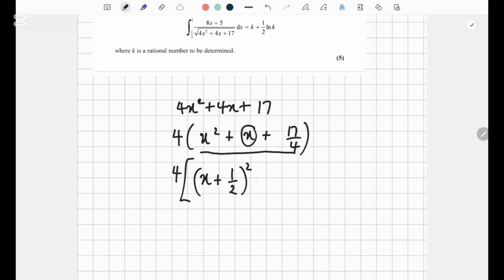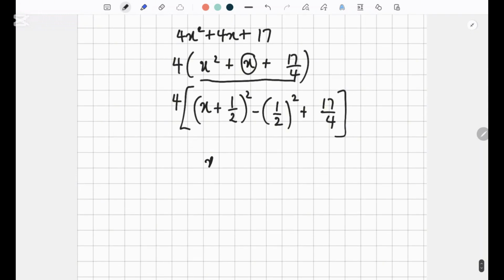Then your next step is minus whatever number you have inside the brackets, minus half. It's always minus, remember that. Minus half squared plus 17 over 4. So that gives you x plus half squared, and you just put that in your calculator: minus 1 over 4 plus 17 over 4, which gives you plus 4.